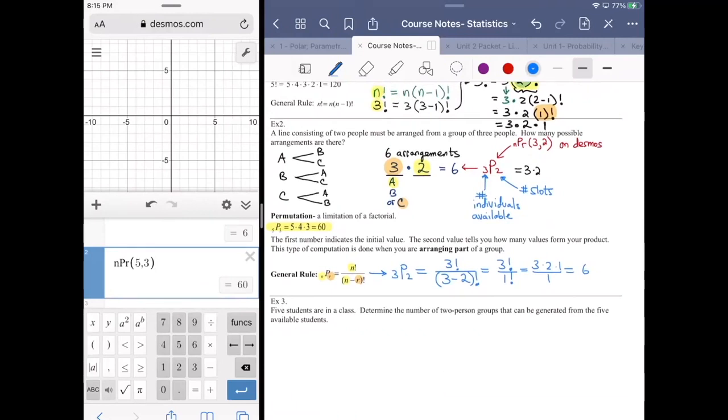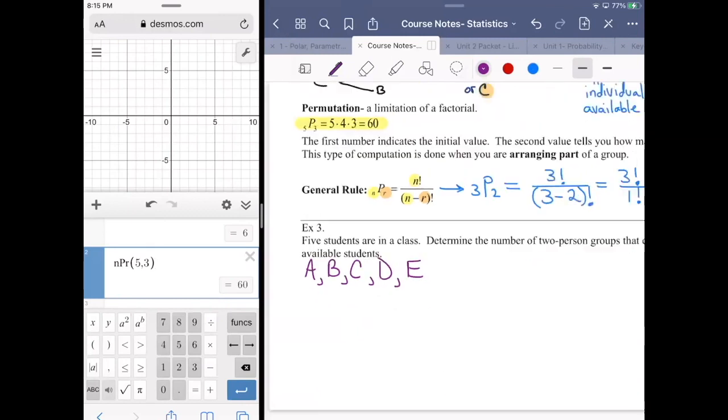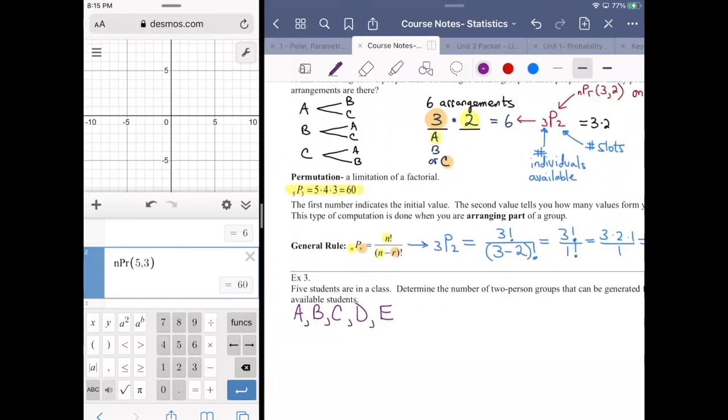So we have 5 students in a class. So those students are A, B, C, D, and of course, E. We want to determine the number of 2-person groups that can be generated from the 5 available students. Right? So one way of handling it, and if you're a teacher in a class, you might actually do it this way. You're not thinking to yourself, all right, let me get the old Desmos calculator and run some numbers here.